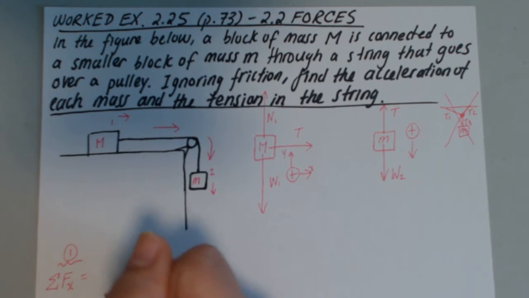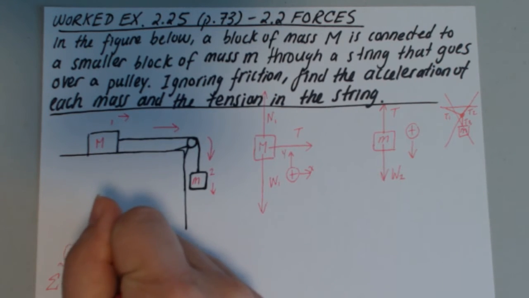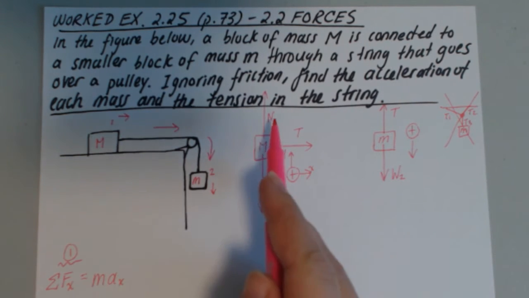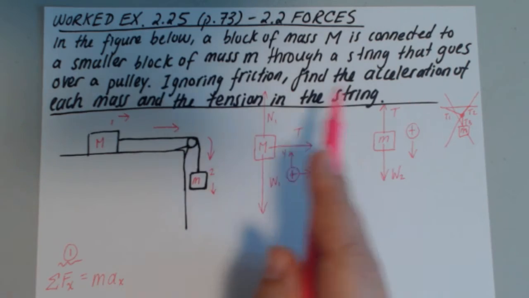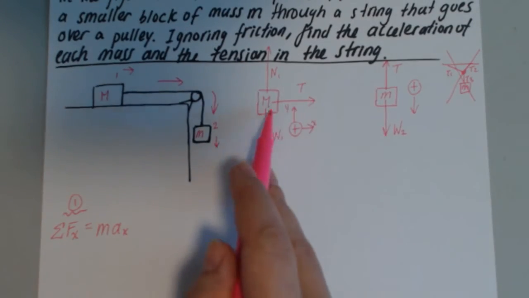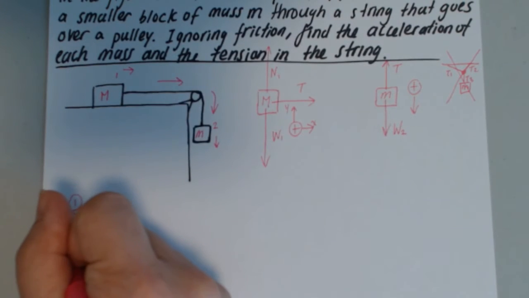So in the y direction, the sum of our forces is 0. In the x, the sum of the forces is equal to ma times x. We are not going to set acceleration to 0 because that's what the question's asking us to find: the acceleration of each mass and the tension. So in the x direction, I only have tension acting on this.